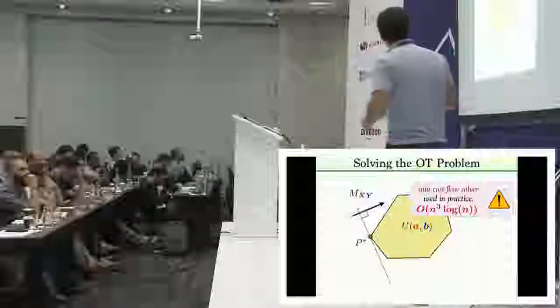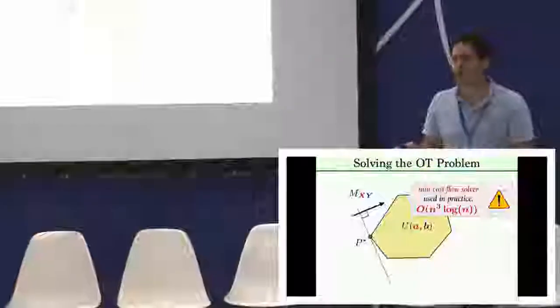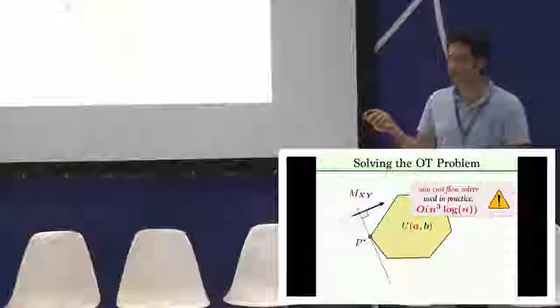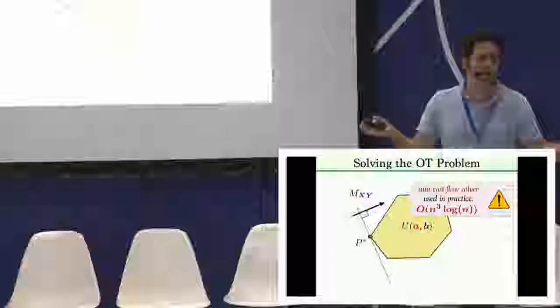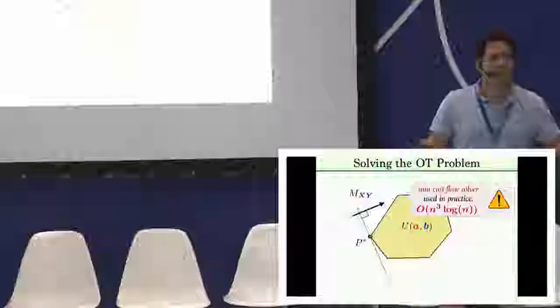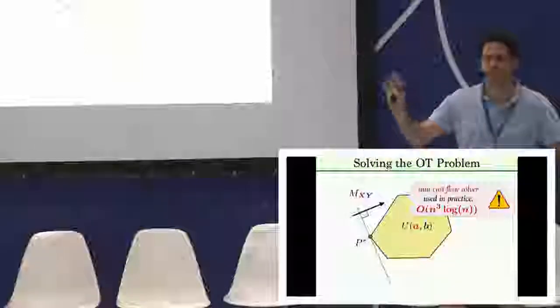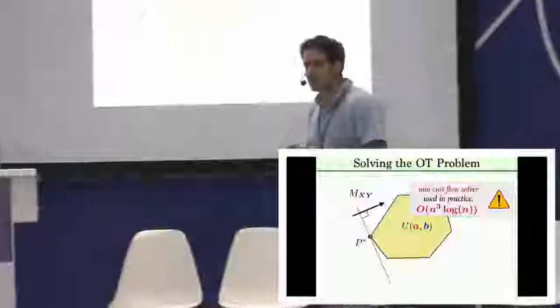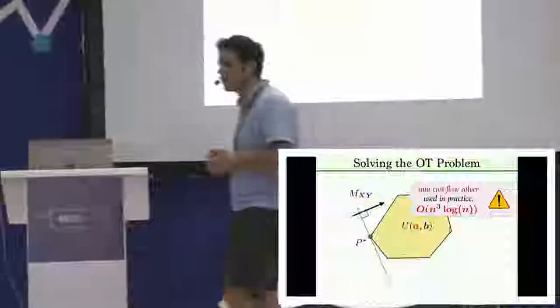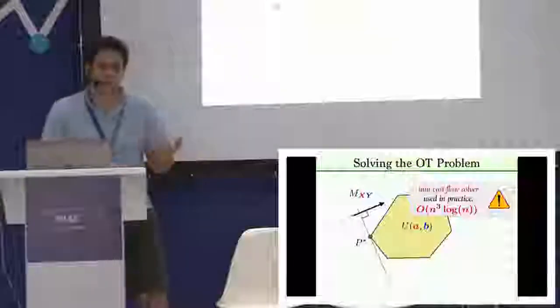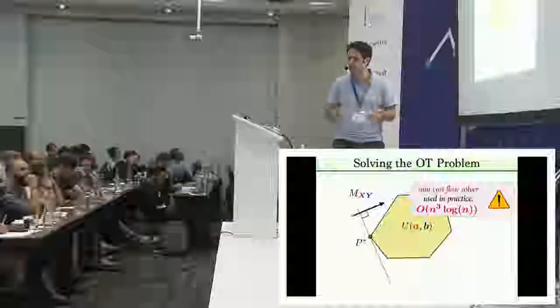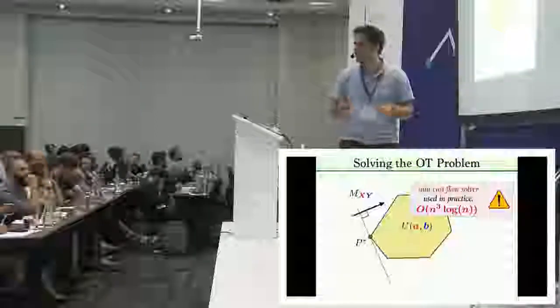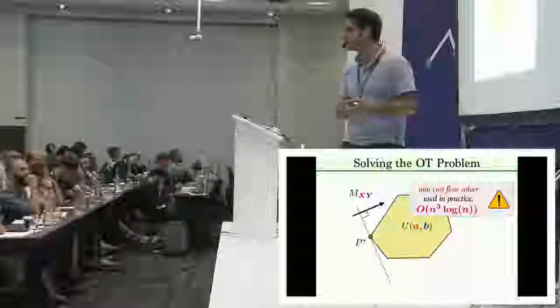And what the consensus is right now is that the best bounds that we have are of the order of n cubed log n, when n is basically the number of points. Let's say n is equal to m to simplify a bit the bound. So if you have about n and n points in both measures, the effort that you need to make to compute this optimal transport is n cubed log n.